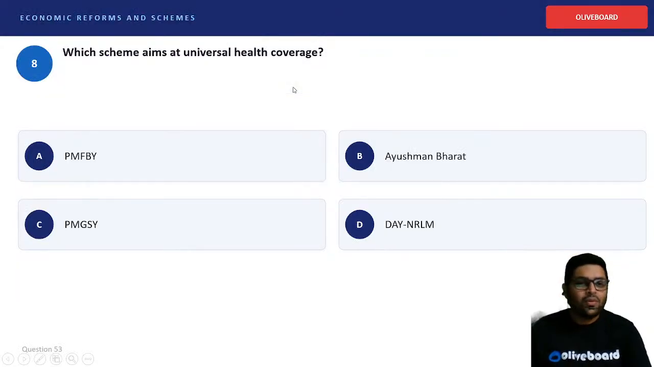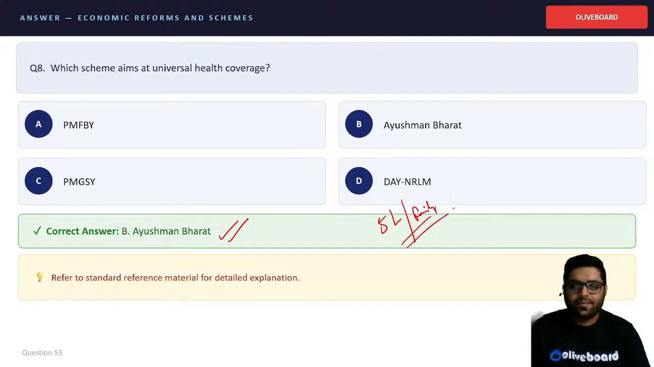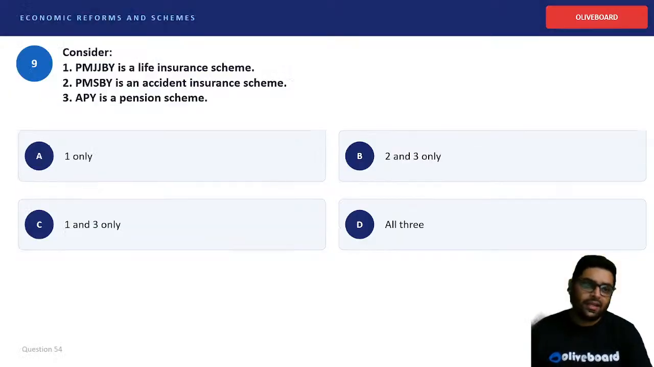Which scheme aims at universal health coverage? Universal health coverage, Ayushman Bharat. Correct? 5 lakh per family. Ayushman Bharat is one of the flagship schemes and one of the largest schemes worldwide on health coverage. Okay, next.